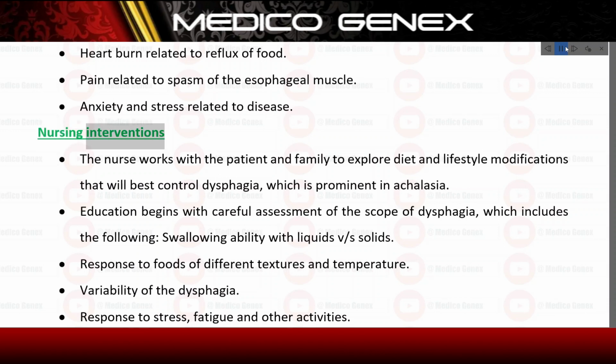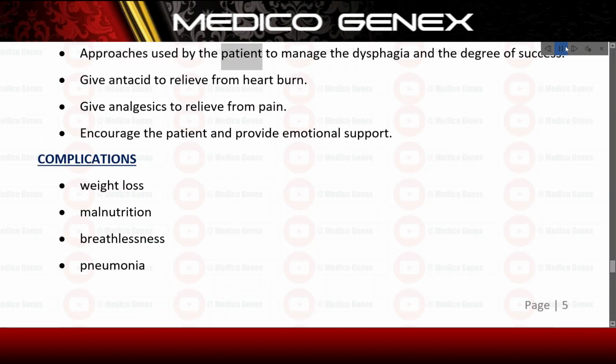Nursing interventions. The nurse works with the patient and family to explore diet and lifestyle modifications that will best control dysphagia, which is prominent in achalasia. Education begins with careful assessment of the scope of dysphagia, which includes the following: swallowing ability with liquids versus solids, response to foods of different textures and temperature, variability of the dysphagia, response to stress, fatigue and other activities, approaches used by the patient to manage the dysphagia and the degree of success.